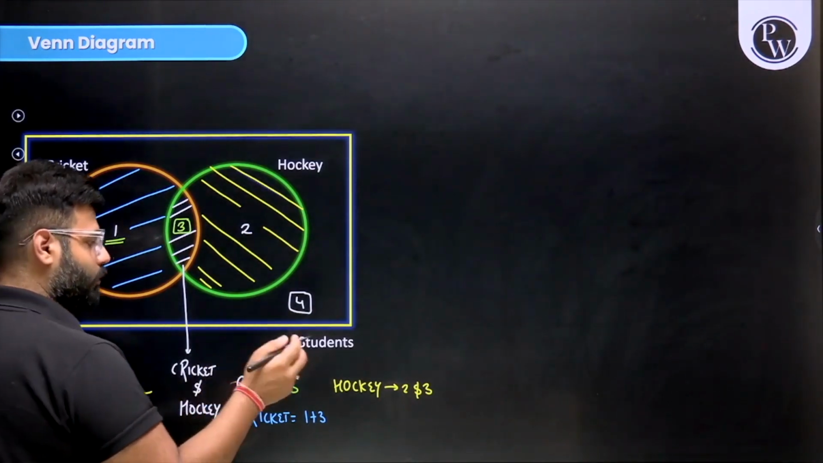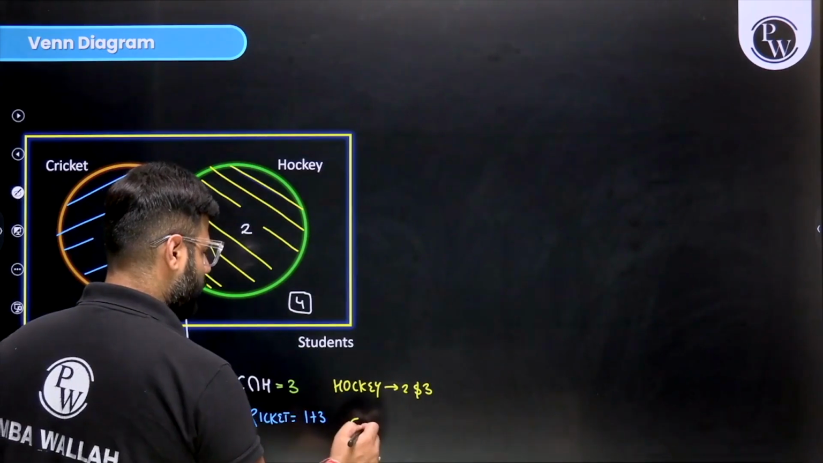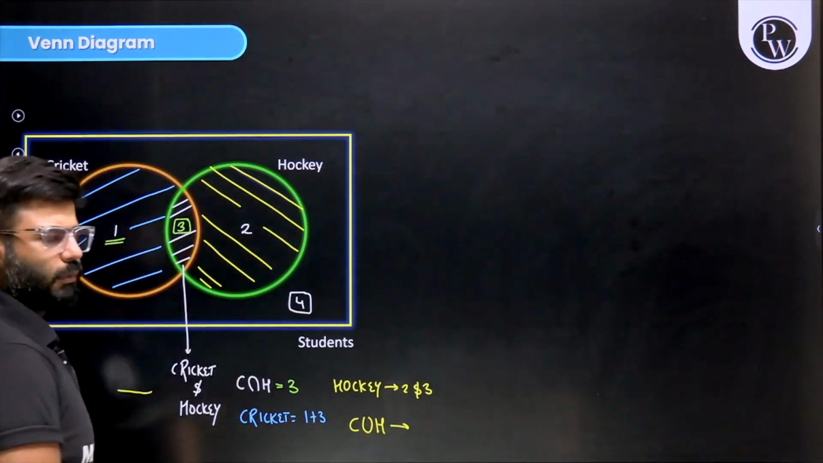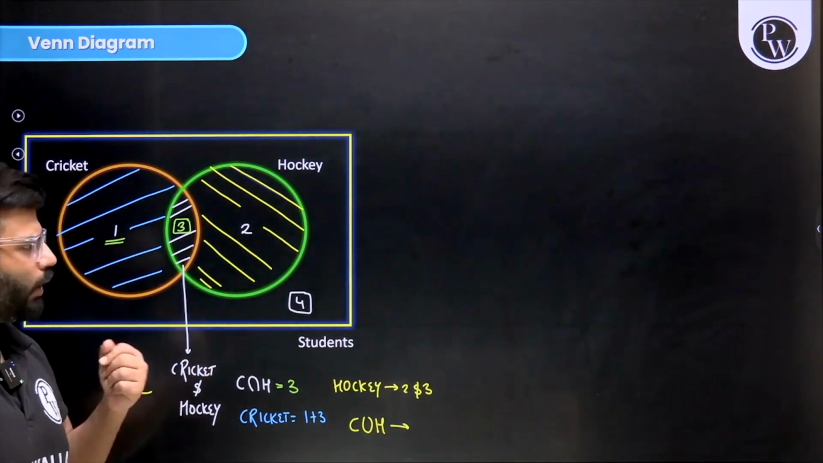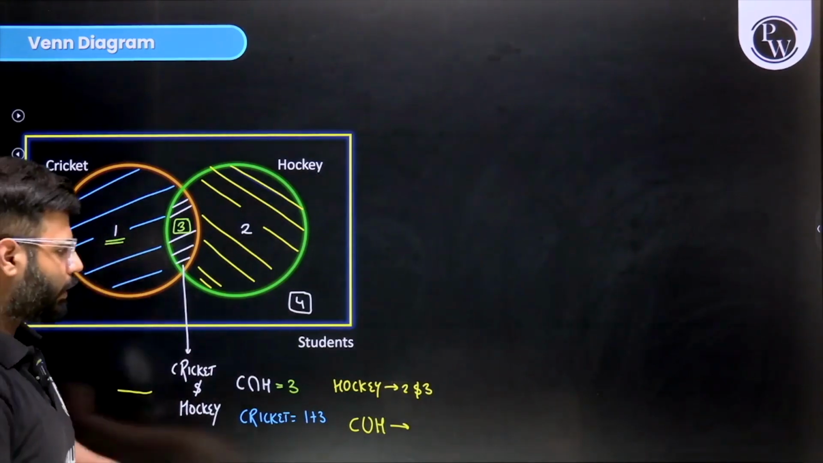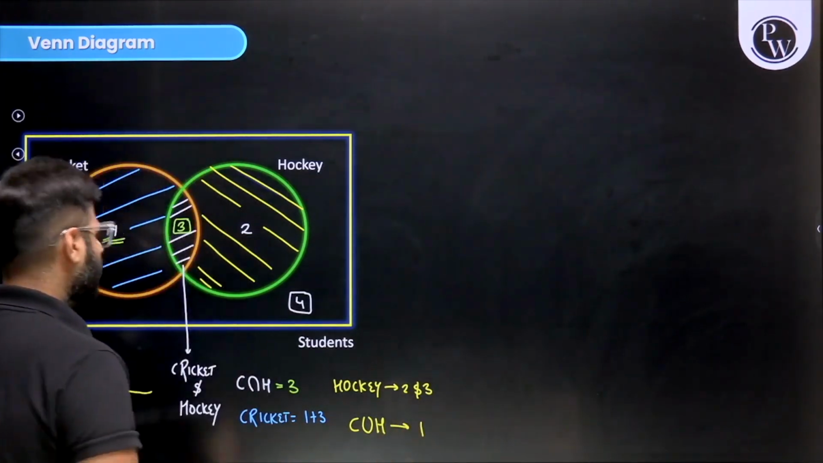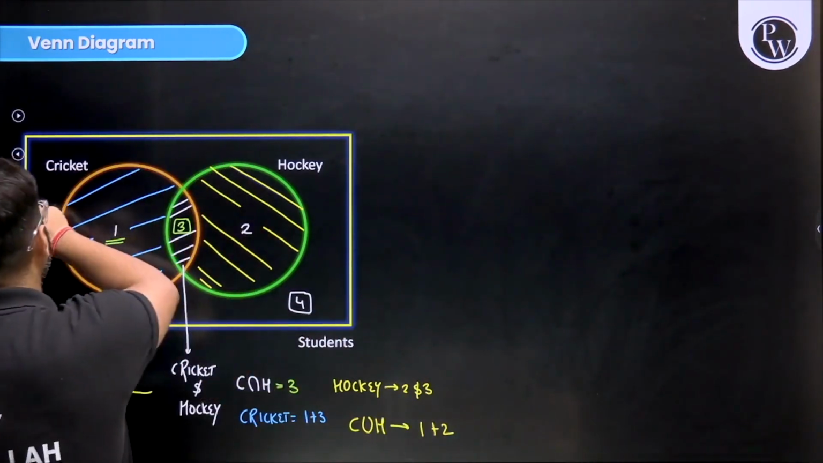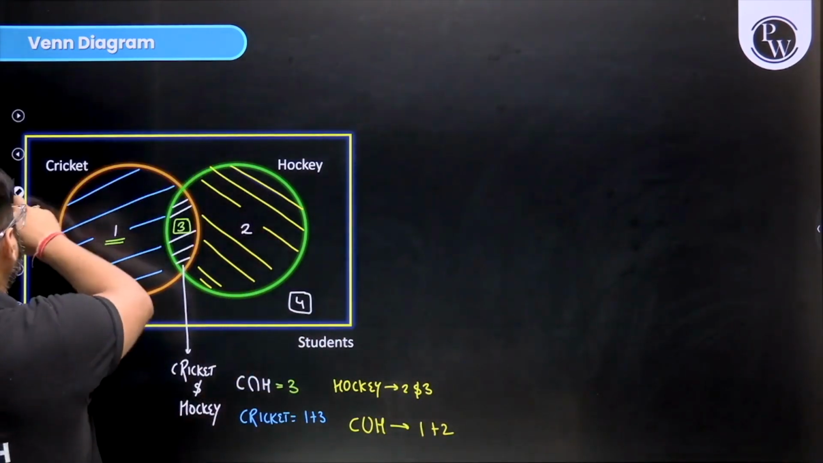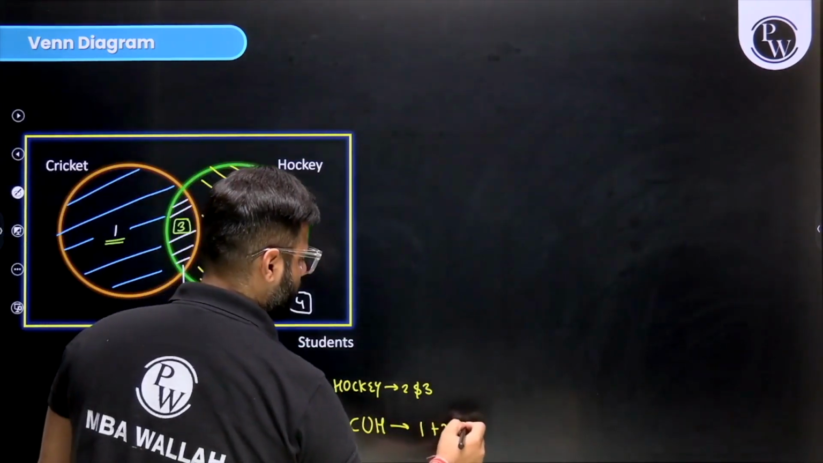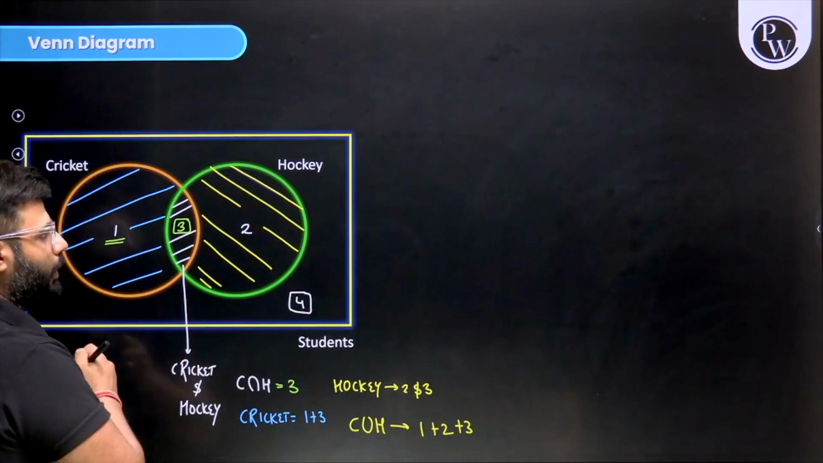And then there is one more thing which we have understood, that was C union H, which was C or H. Either you play cricket or you play hockey. What are the regions we are interested in? This plays cricket, we are interested in this region. This plays both, we are interested in this region as well. We need any one, and here both are getting covered, very good. And then these guys play hockey, so we are interested in this region as well. So 1, 2 and 3, we need all the 3 regions.